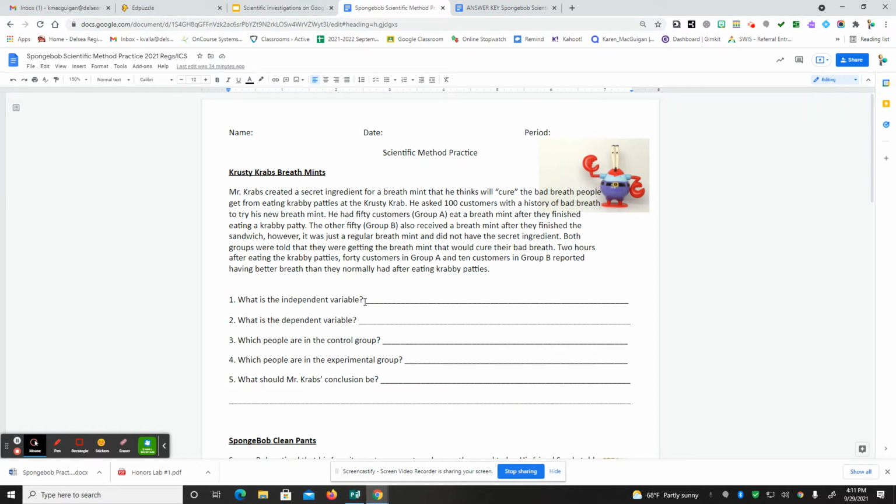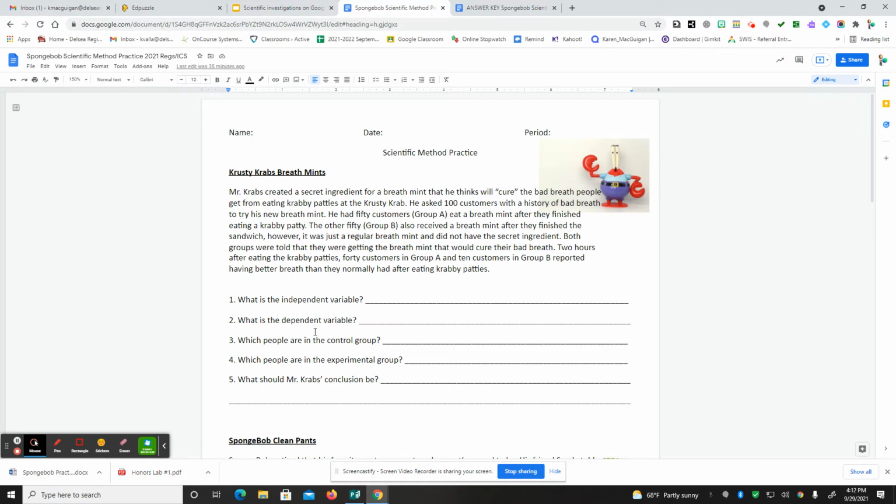The independent variable in the experiment is what the scientist changes. In this case, he changed the secret ingredient in the breath mint. So that would be your independent variable. The dependent variable is what the scientist is measuring. In this case, it was kind of hard to measure, but he did a qualitative measurement, which was, did it cure bad breath? Did they have better breath now than they did before? So the amount of bad breath would be your dependent variable. Was it good or was it bad? Did it cure bad breath?